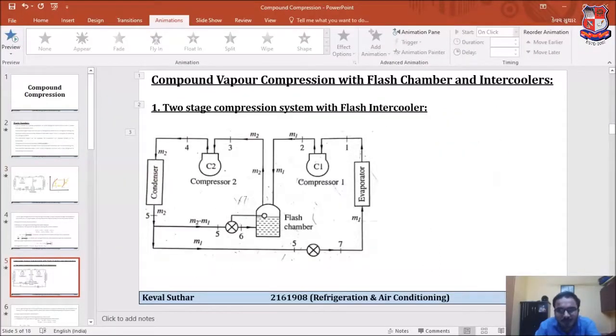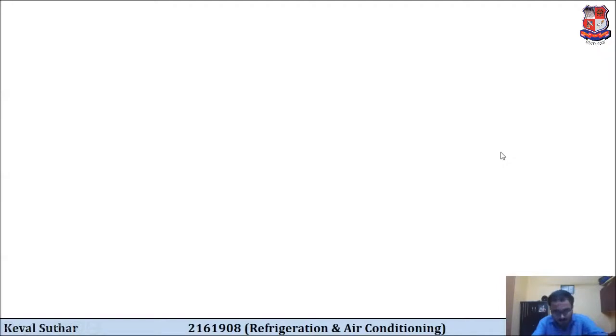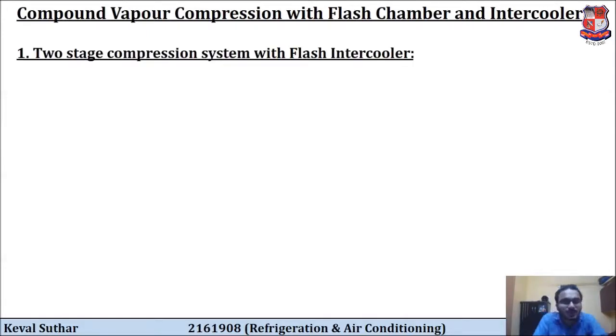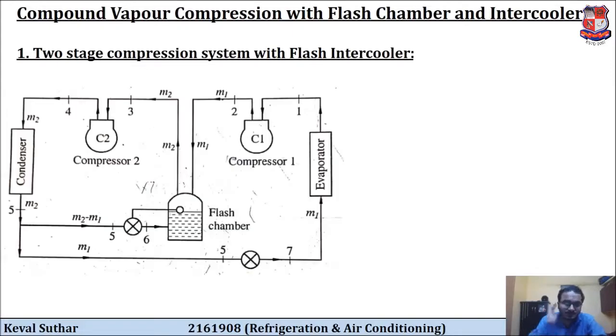Now we will move forward to our next theory, which is compound vapor compression with flash chamber and intercoolers. Our first theory in this will be the two-stage compression system with flash intercooler. So this will be the arrangement here of the two-stage compression system with flash intercooler. If you see here, the difference is now we are using two compressors and two expansion devices, and in between we have a flash chamber.